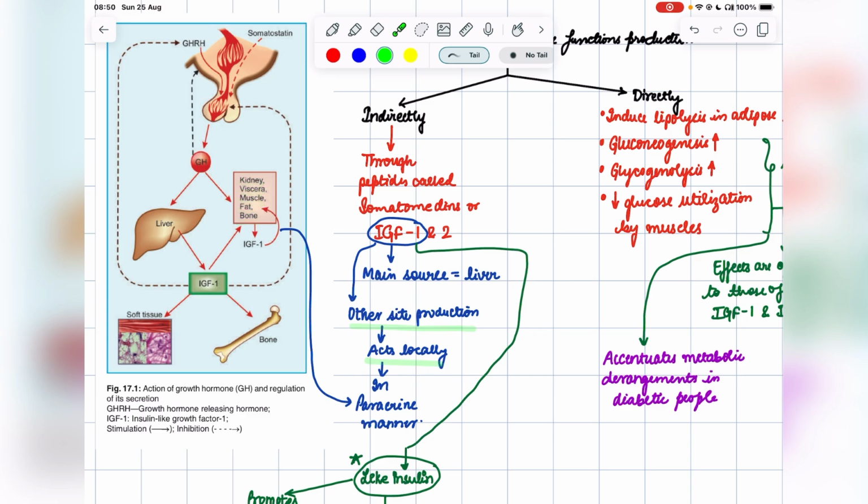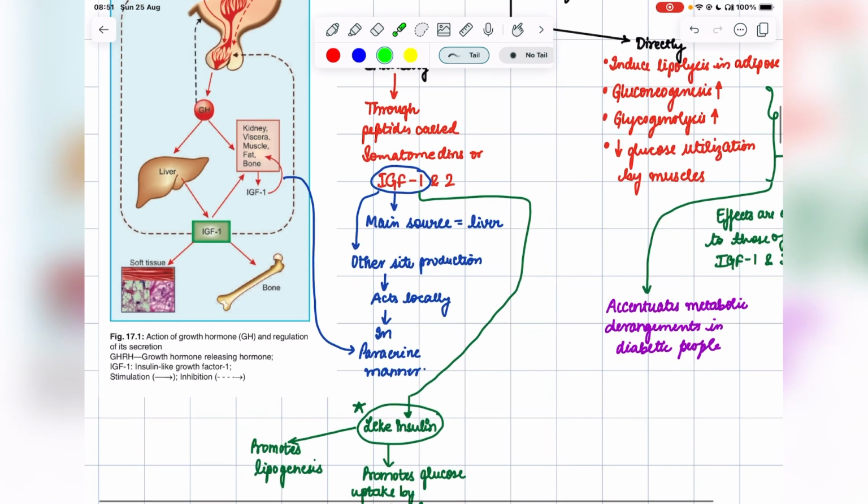Other sites also produce IGF-1 like kidney, viscera, muscles, fat or bones, but that other site production, they act locally. And what is this manner of hormone action called? That when they are released, they are acting locally. That is known as paracrine manner. So here you can see in this diagram, kidney, viscera, muscles, fat or bones, they are producing IGF-1, which is not going to bones or any soft tissue and making any effects of growth hormone. Rather, it is acting in paracrine manner. While liver, which is the main source of IGF-1, this IGF-1 is acting on soft tissue as well as bones. So that is how it acts indirectly.